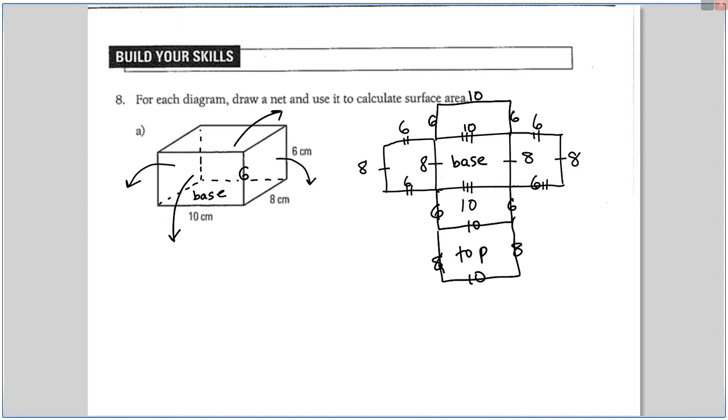Now personally, I never draw nets. That's my personal choice. I'll show you in a second. If you have a very tough time visualizing stuff, I have these shapes. You could put it on your desk and use it, okay?